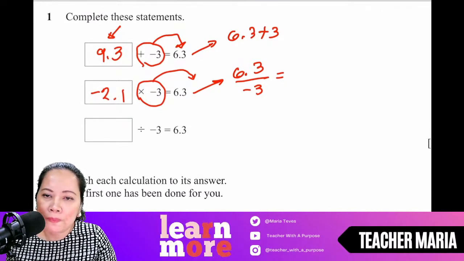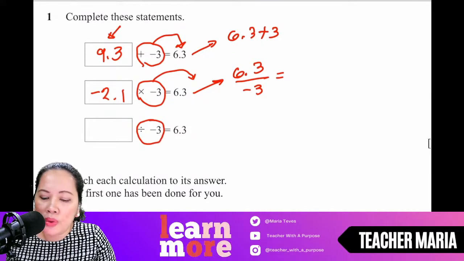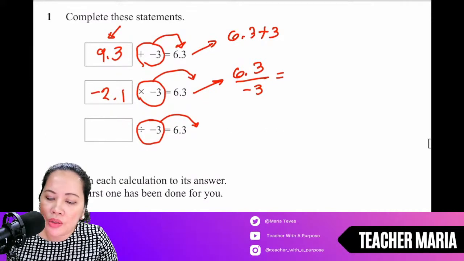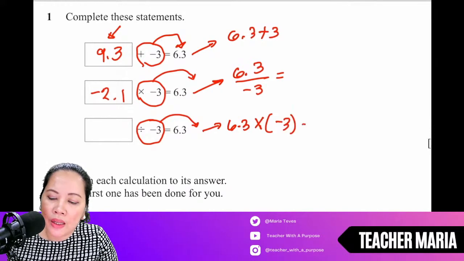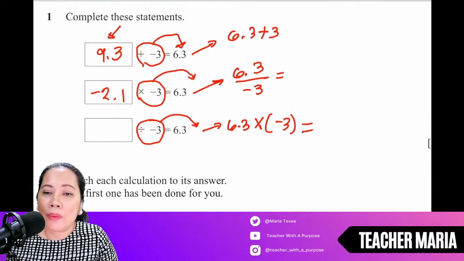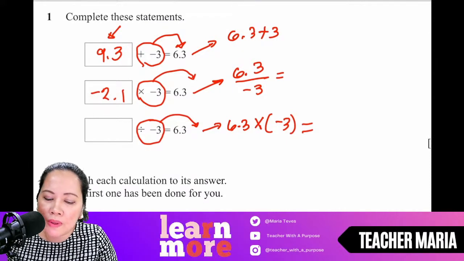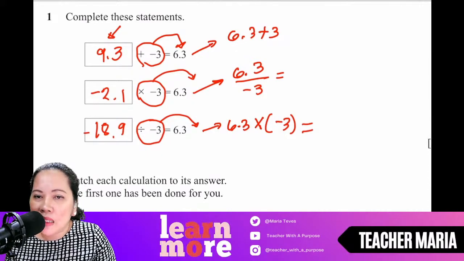Okay? And then for this case, this is division. So when you place it on the opposite side, it will be a multiplication. So this will be 6.3 times negative 3. All right, so it's the opposite. So all you need to do is multiply. 3 times 3 is 9. 6 times 3 is 18. Since that's negative, it's negative 18.9.